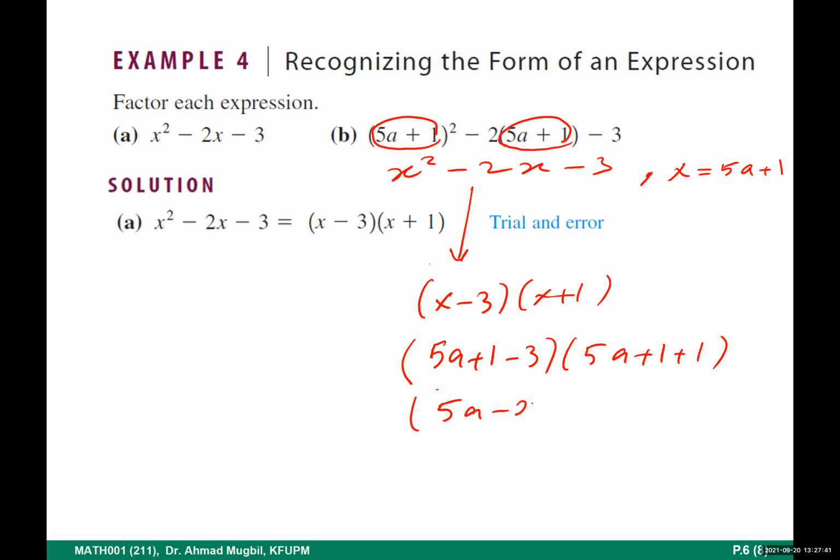5a minus 2 times 5a plus 2. Can we do more? This is 25a squared minus 4. But unfortunately, this is not factoring.